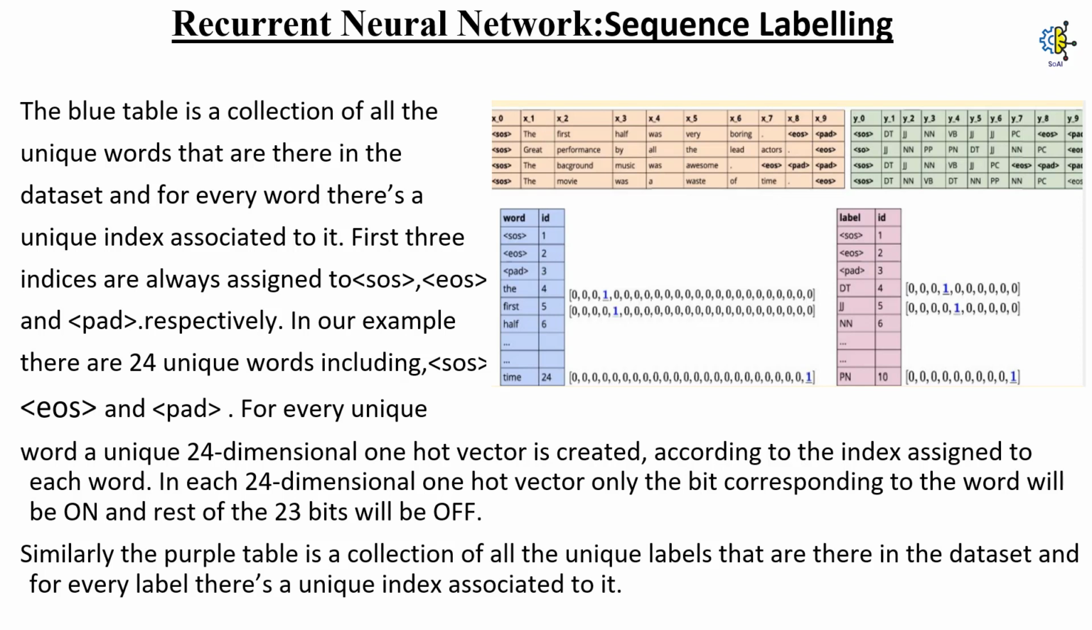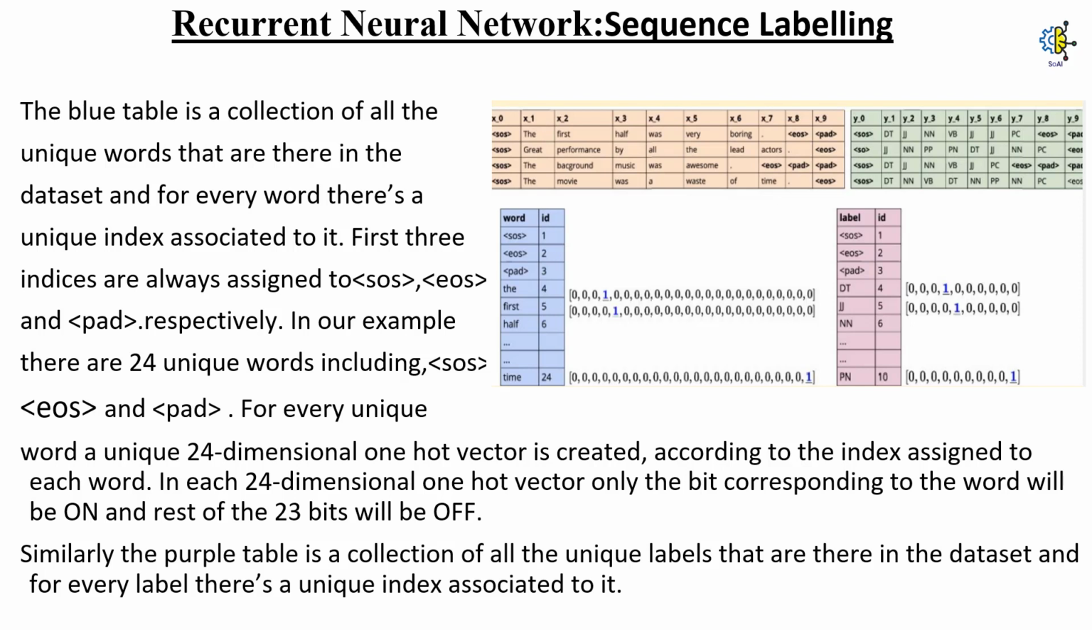For every unique word, a unique 24-dimensional one-hot vector is created according to the index assigned to each word. In each 24-dimensional one-hot vector, only the bit corresponding to the word will be on and the rest of the 23 bits will be off.